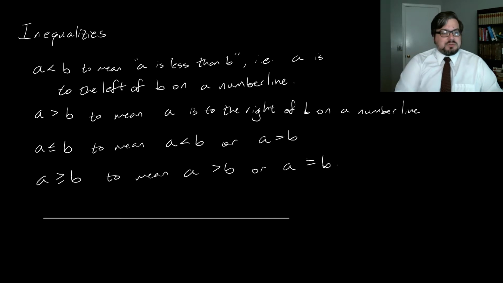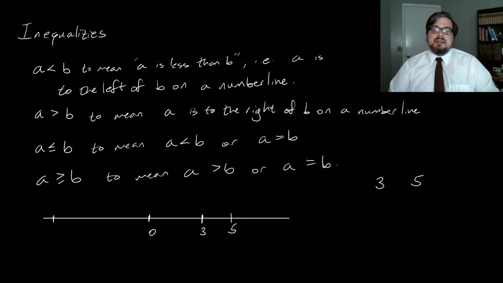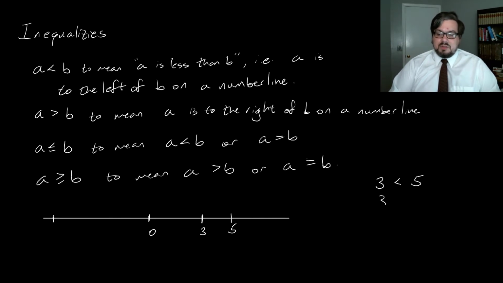So, for a few examples, we can get a number line here and keep track of things. If we want to look at 3 and 5 and say, well, how do they compare? We can graph them out on the number line and see that 3 is to the left of 5. And so we could write that 3 is less than 5 or 3 is less than or equal to 5. Both of these statements are true.